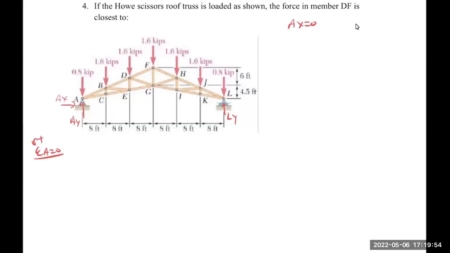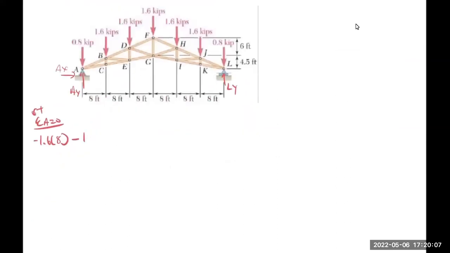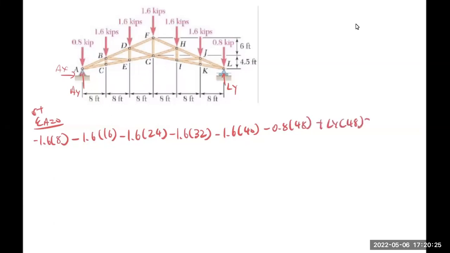Okay. So summation of moment at A, we have negative 1.6 multiplied by 8 feet. So this 0.8 kip is gone because it's directly at A. Okay. And minus 1.6 times 16 feet, minus 1.6 times 24 feet, minus 1.6 times 32 feet, minus 1.6 times 40 feet, minus 0.8 times 48 feet, and then plus LY times 48.